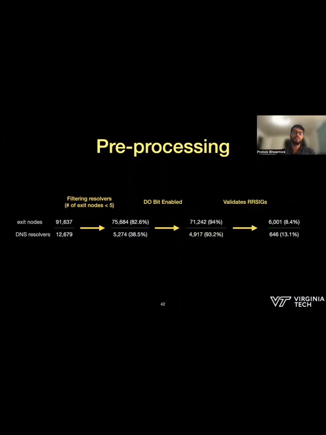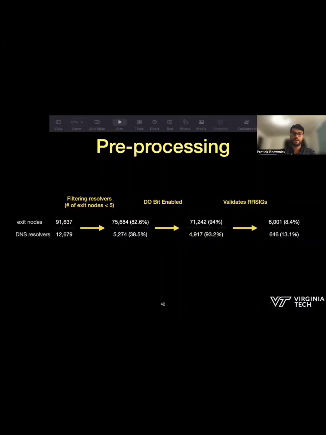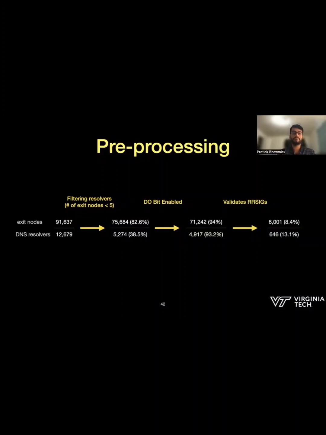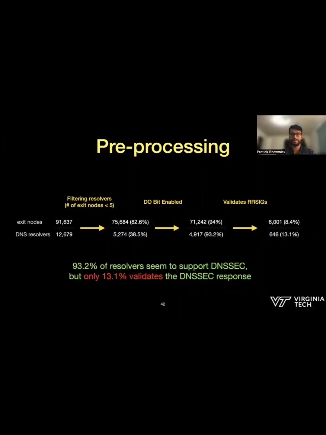And finally, as previous studies have found, not all DNS resolvers that enable the DO bit actually validate the RRSIGs. So to find out which resolvers actually validate the RRSIGs, we had a separate experiment where we sequentially populated our DNS authoritative server with cryptographically correctly signed responses and cryptographically incorrectly signed responses, just to filter out which resolvers actually validate those RRSIGs correctly. After that filtration, that leaves us around 6,000 exit nodes that used more than 600 DNSSEC validating resolvers. So now let's go into our findings.